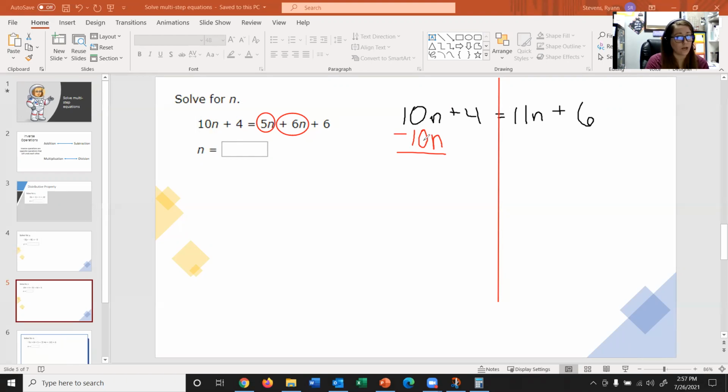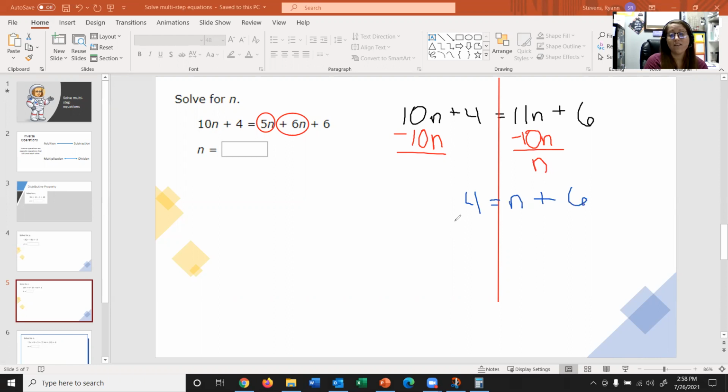We're just trying to organize the problem a little bit better so that the variables are on one side. So we're going to take the variable with us in this case, okay? And this is going to be 11n minus 10n, which is just going to leave us with n, okay? Now, and I'll rewrite this down here. I've got 4 equals n plus 6.